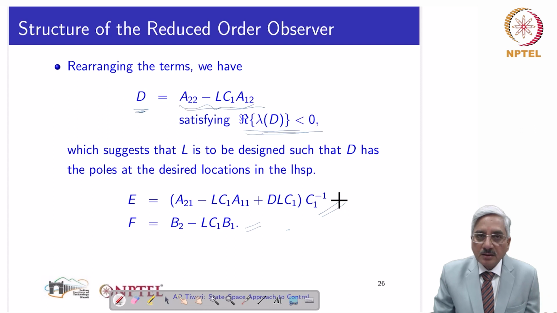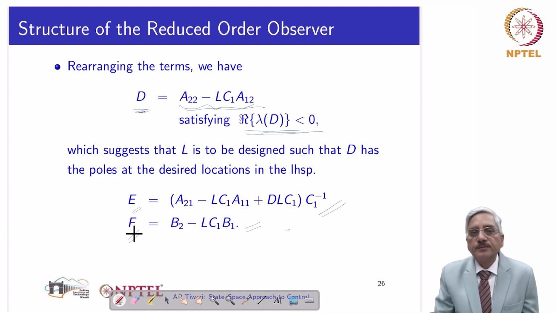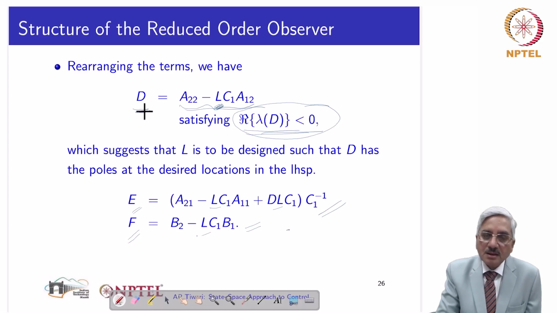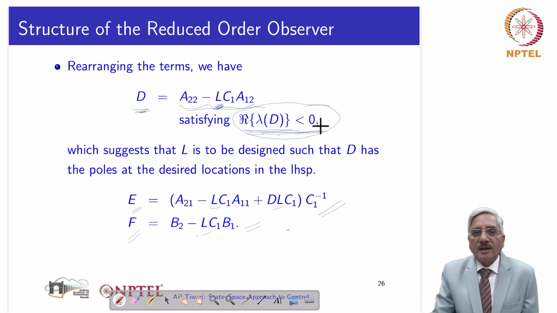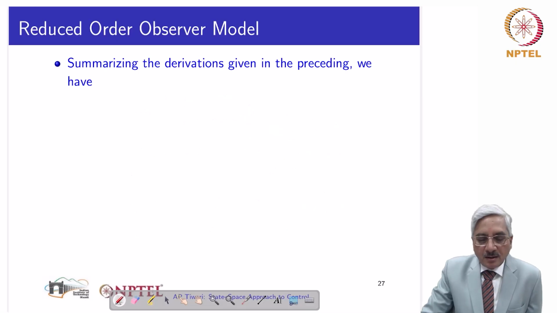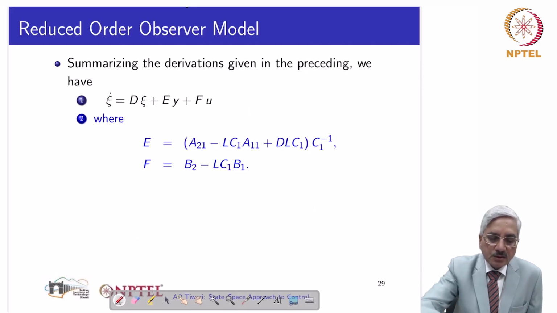So we get all the three equations: equation for D, equation for E, and equation for F. And in all these, still L is unknown. L is not known. So L will come when we use this property. So we have to determine an L in this D such that this condition is satisfied. And this is similar to a pole placement design. Let us see with all the equations together.